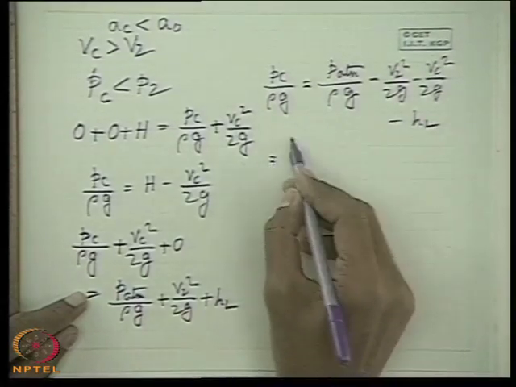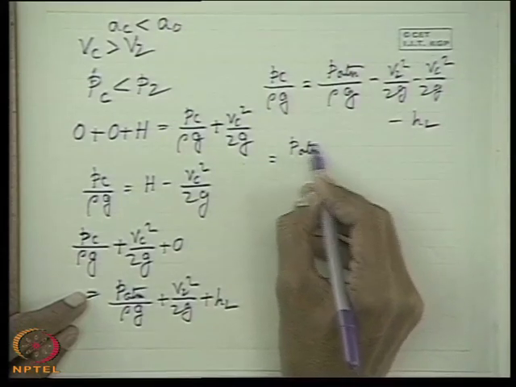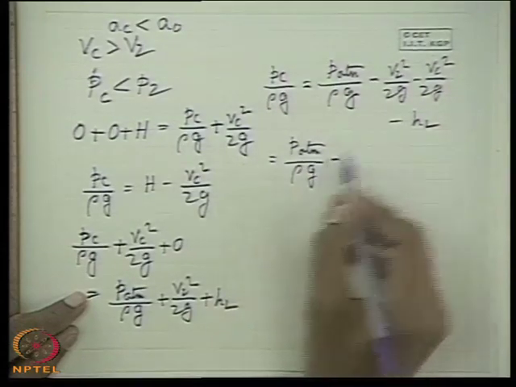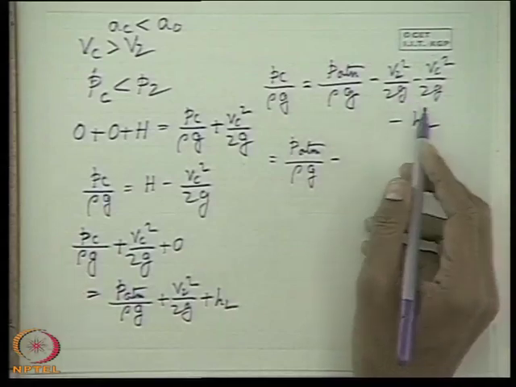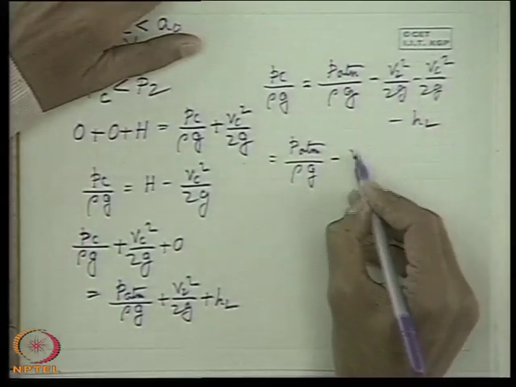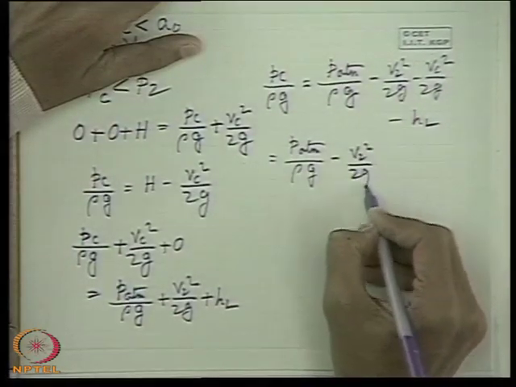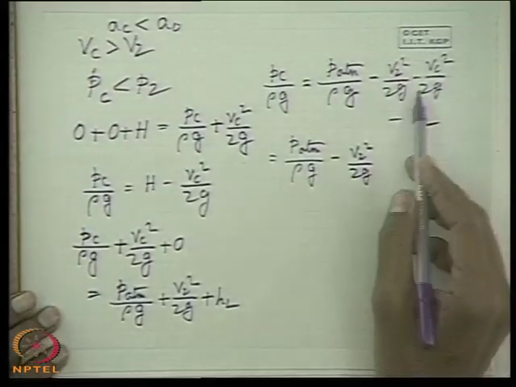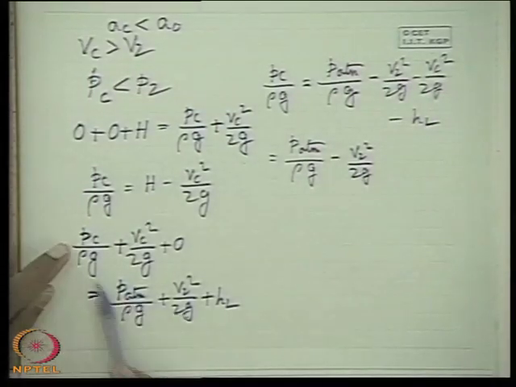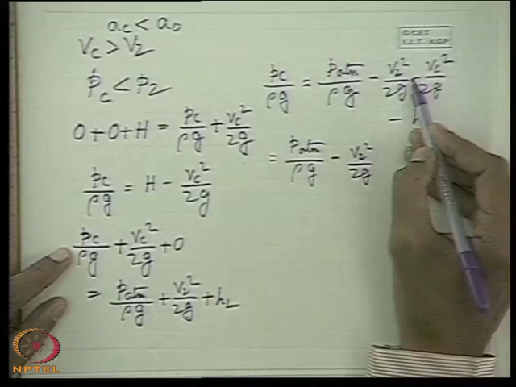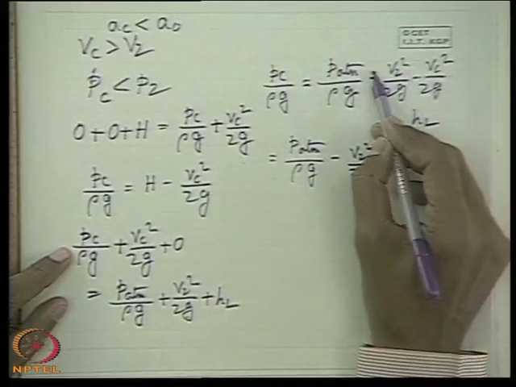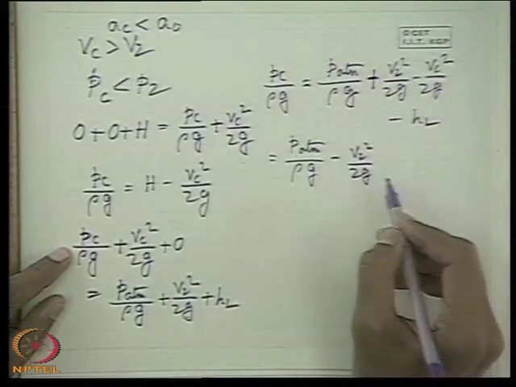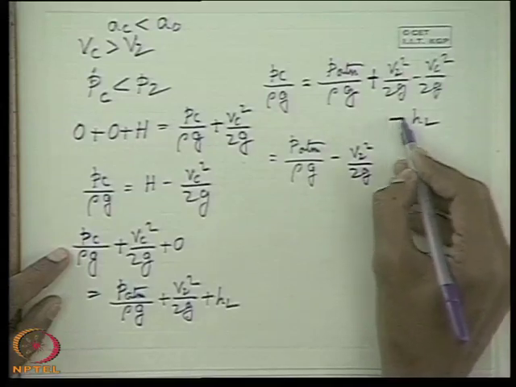Now this can be written as P atmosphere by rho g, in terms of CC only. So very simple, you just take HL. Now this I can write as V2 square by 2g minus V2 square, plus the atmospheric pressure, plus V2 square minus VC square, plus HL, very good.